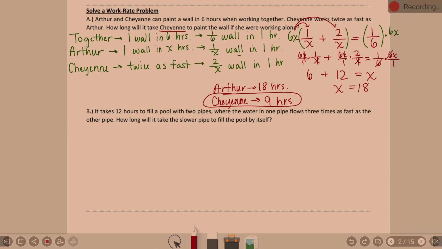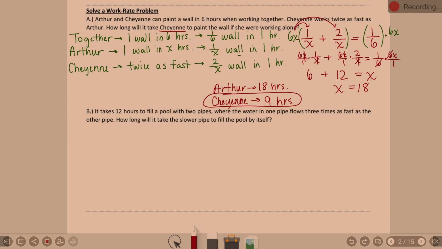Okay. It takes 12 hours to fill a pool with 2 pipes, where the water in one pipe flows 3 times as fast as the other pipe. How long will it take the slower pipe to fill the pool by itself? See, I'm visualizing a big backyard pool, and I'm thinking, man, 12 hours to fill a pool seems like not very long. But 2 hoses, so.